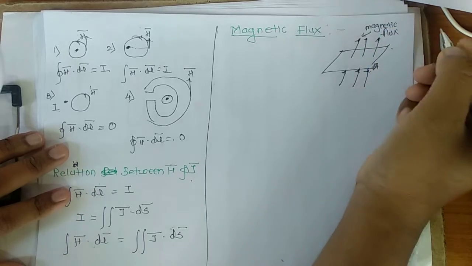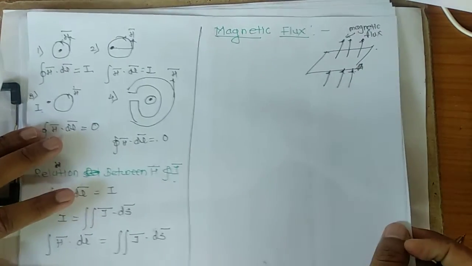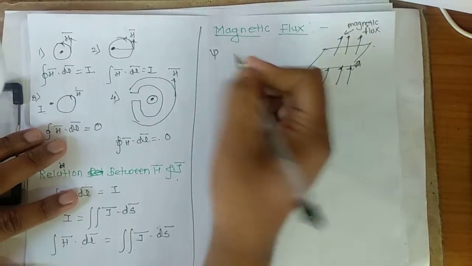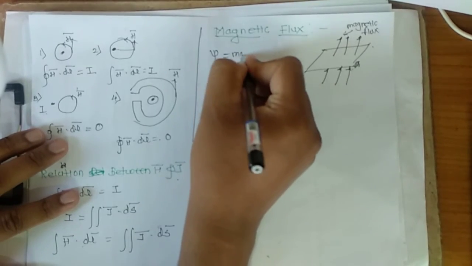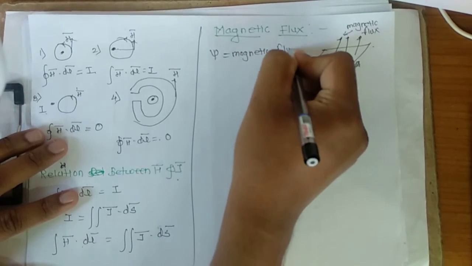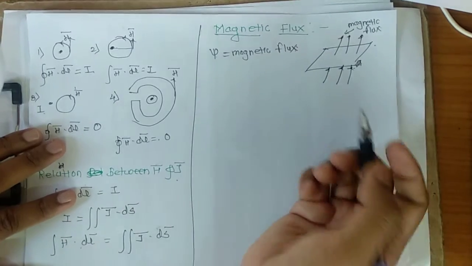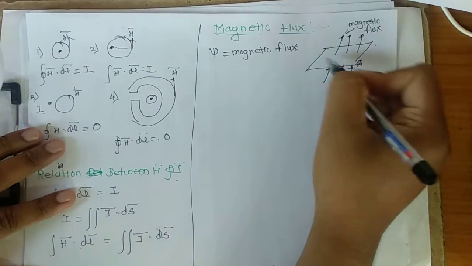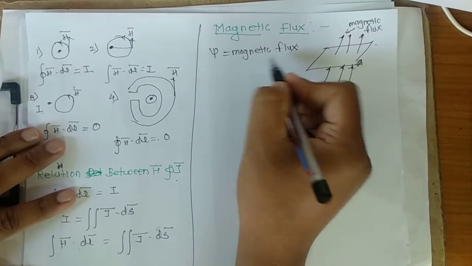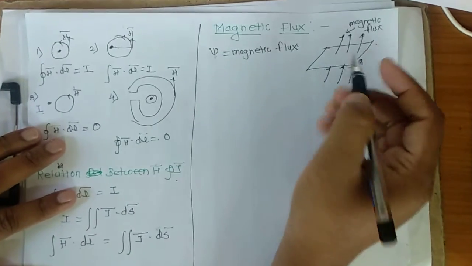We have seen the magnetic flux density, that is B bar, but what is magnetic flux? It is given by psi. So psi is the magnetic flux. Magnetic flux density is B bar, but density means how much magnetic flux is available for the particular surface, that is called density. But what is magnetic flux? That is psi.